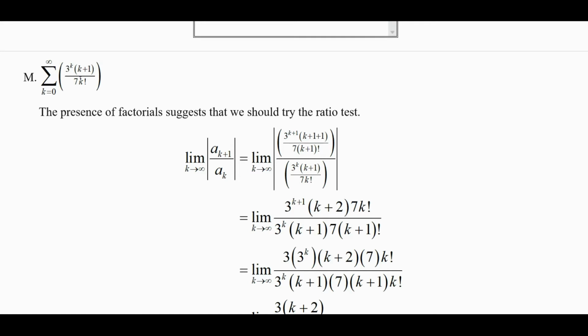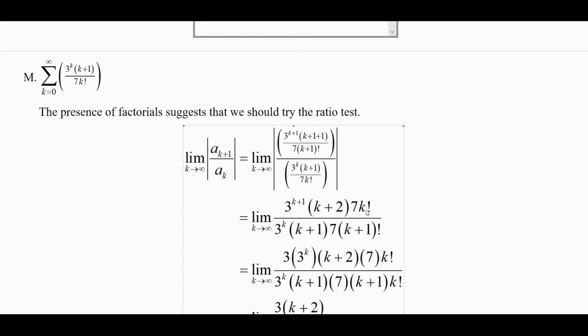We take the k plus 1 term divided by the kth term. So you take the thing basically as it is, put in the denominator, replace, same thing, but replace the k's with k plus 1 in the top. So you invert and multiply here, write as one fraction, everything's positive, so we can drop the absolute value. So this is 3 to the k plus 1, this is k plus 2, 7 and a k plus 1 factorial in the denominator. There it is. And here I put the 7k factorial in the top. And then the 3 to the k plus 1 here.